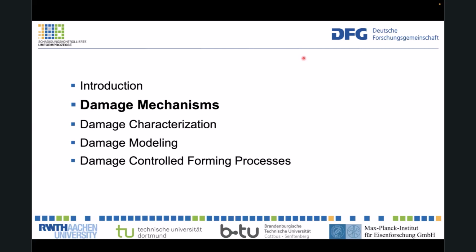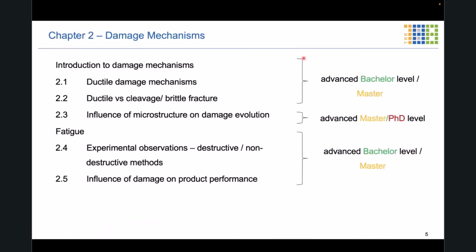So today the topic will be damage mechanisms. And this chapter of damage mechanisms is subdivided into 5 tasks. The first 3 are related to the introduction to damage mechanisms, whereas the last 2 ones are related to the topic of fatigue. And I also would like to remind you of the color coding that applies.